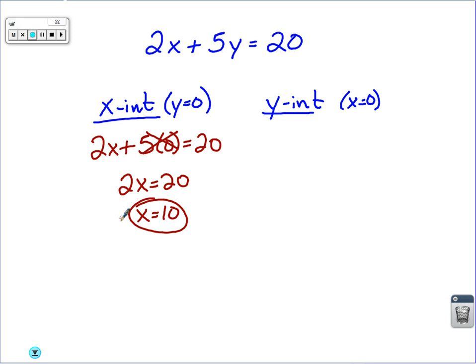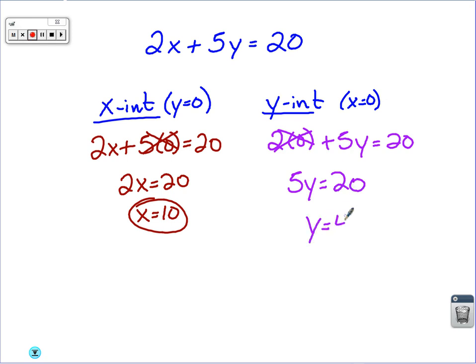Let's do the exact same thing to find our y-intercept. We'll take our reminder that x is 0. We'll take our equation, and instead of 2x, we'll put 2 times 0. We'll plug in 0 for x. 2x plus 5y equals 20. Since 2 times 0 is 0, and 0 plus 5y will give you 5y, that term will simply leave, leaving us with 5y equals 20. Dividing by 5 yields y is equal to 4.